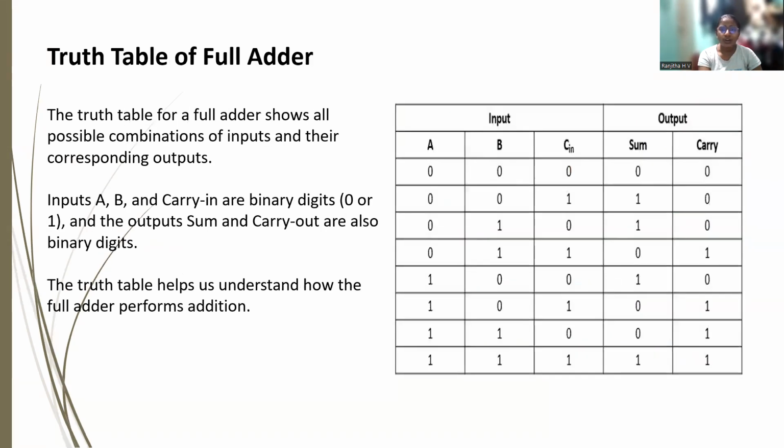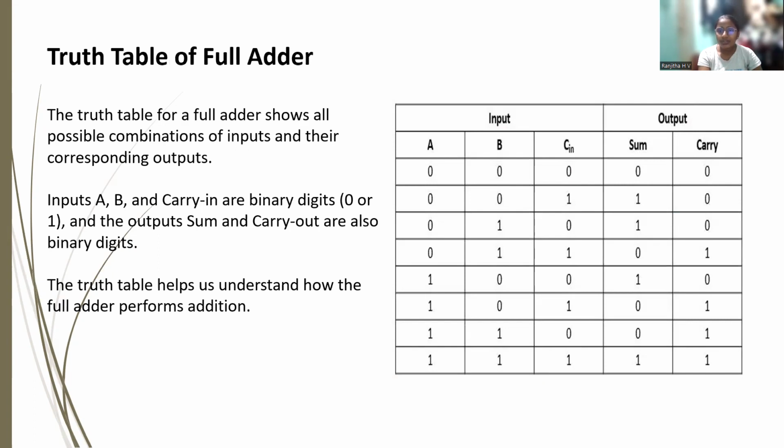A truth table of the full adder. The truth table for a full adder shows all possible combinations of inputs and their corresponding outputs. The inputs A, B and carry in are binary digits, 0 or 1, and the outputs sum and carry out are also binary digits. The truth table helps us understand how the full adder performs the addition. Here we are going to give some inputs to A, B, and C in.